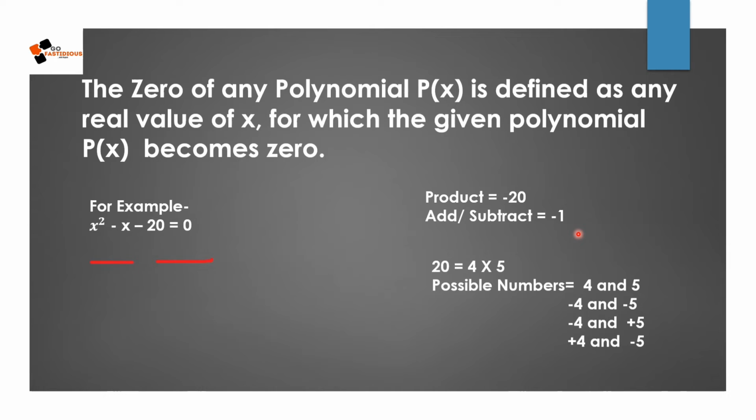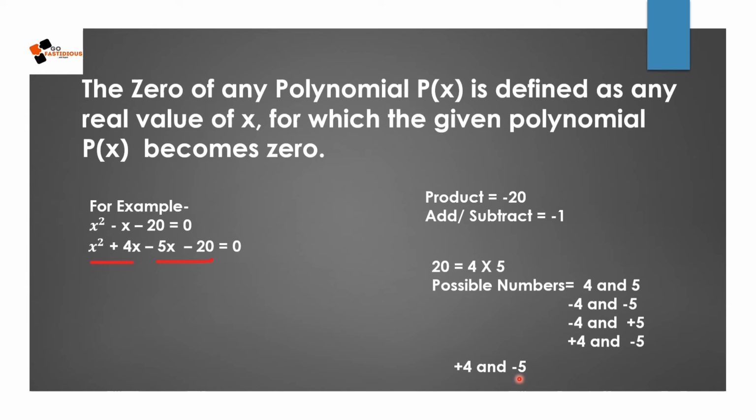Only when the greater number has a negative sign. This means that in 4 and 5, 5 must contain negative sign. The numbers are plus 4 and minus 5. You can check it. If I will multiply plus 4 and minus 5, I will get 4 5s are 20 with negative sign, and plus 4 minus 5 will give us minus 1. It means we have taken the correct pair of numbers.